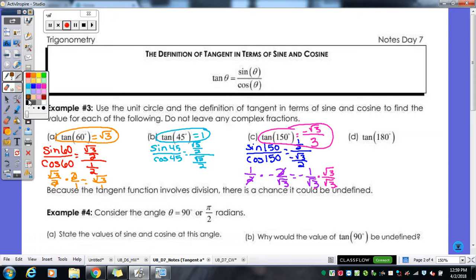So for 180, we're going to have the sine of 180 over the cosine of 180. So what is the sine of 180? 0. Cosine is negative 1. So 0 over anything is simply 0.